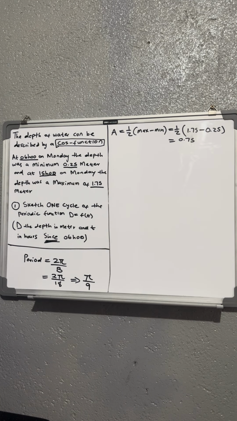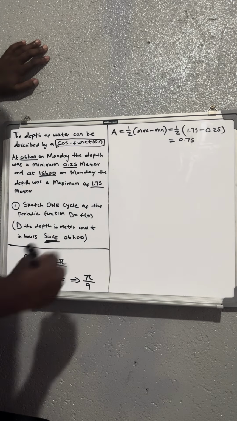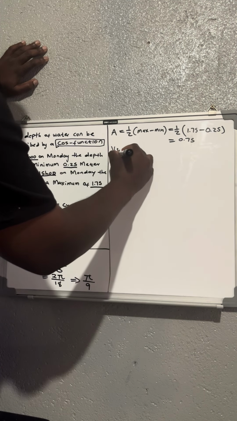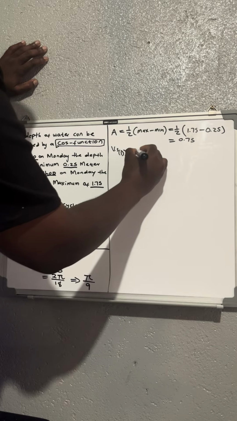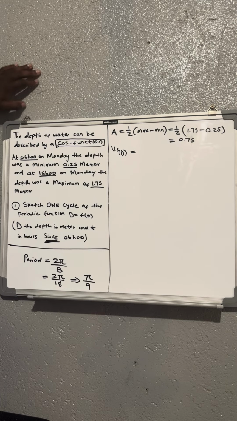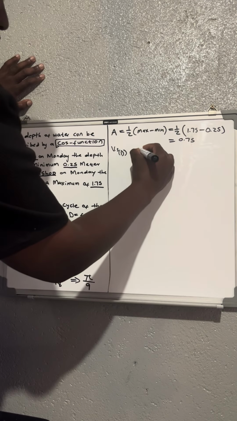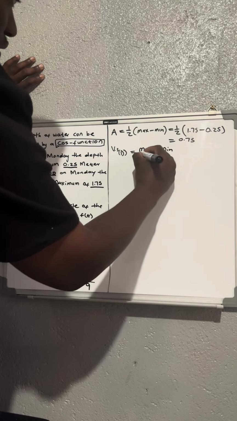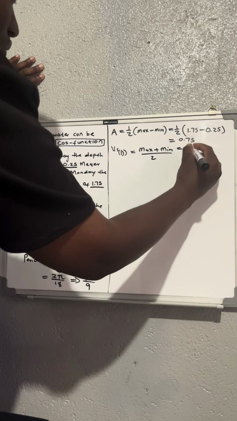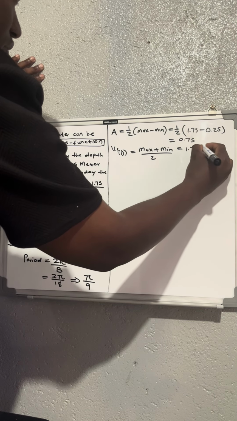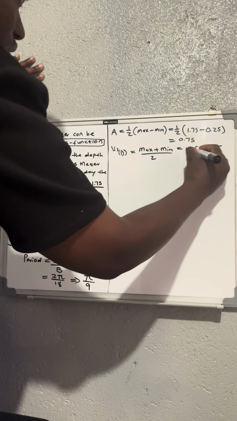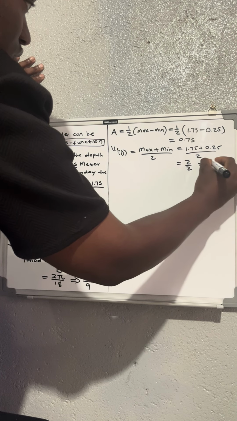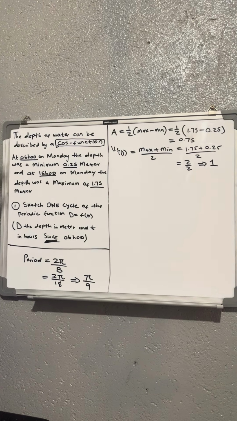Then now what do we have to calculate? We have to calculate the vertical shift, which is our d. This is calculated how? You always say you have your maximum value plus your minimum value divided by 2. You have your 1.75 plus 0.25 divided by 2. This is the same as having 2 over 2, which is equal to 1.